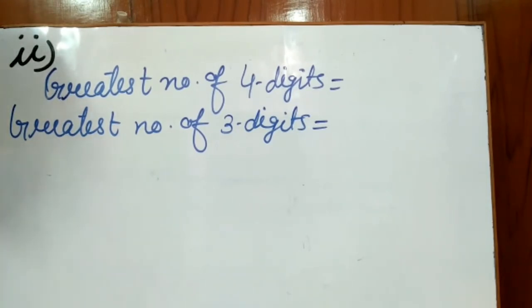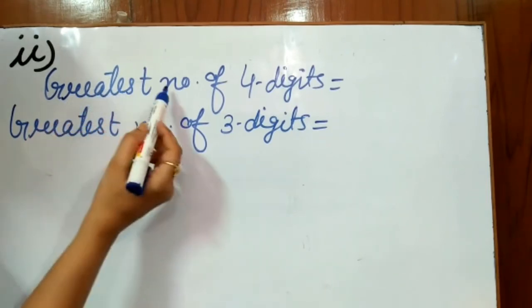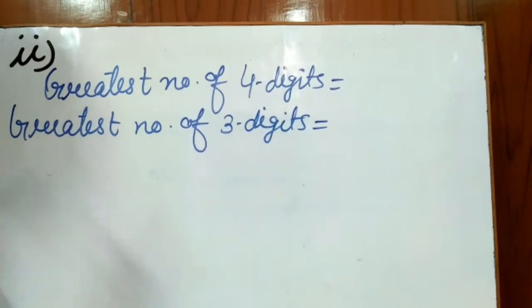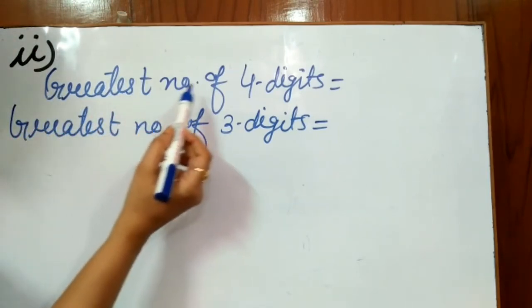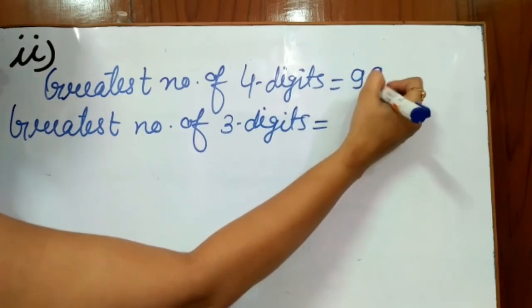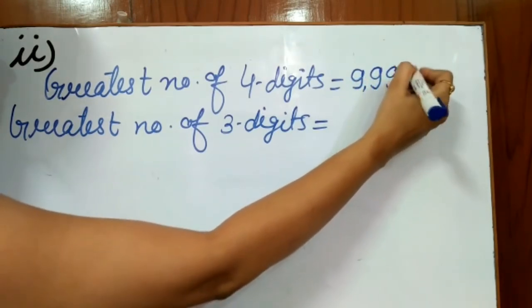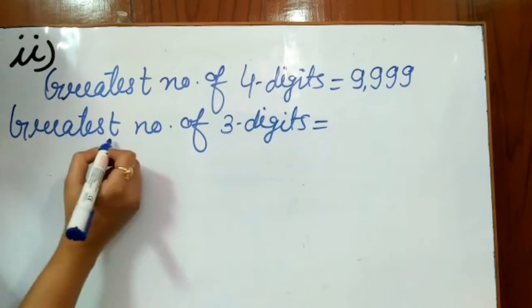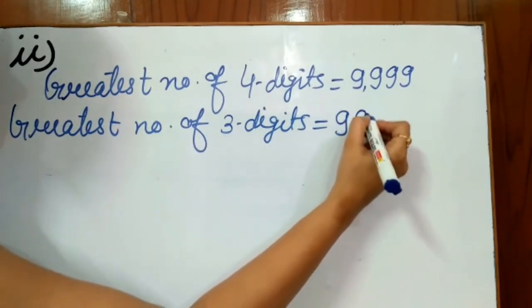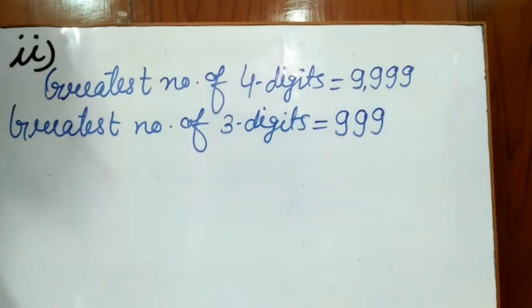In the second one, we have to find the product of the greatest number of 4 digits and the greatest number of 3 digits. In this question, first of all, we will find the greatest number of 4 digits, that is 9,999. The greatest number of 3 digits is 999.